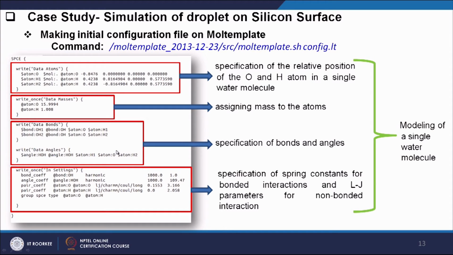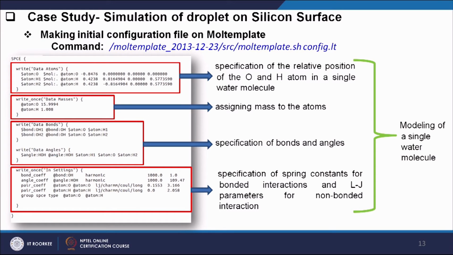Then we have specified the spring constants, dependent on the LJ potential. Here for OH we have considered that K R will be 1000 and R naught will be 1, and for the bond angle, the angle will be 109.47 and K theta we have selected as 1000 once again. Now, for O and H, the Lennard-Jones potential, that means sigma and epsilon, are selected like this.